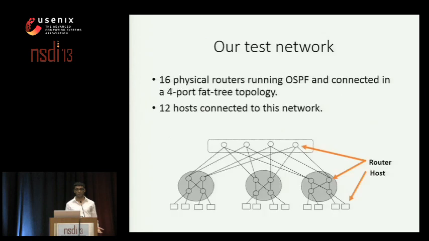But first, let me briefly talk about our testbed. Our test network had 16 physical routers running OSPF, a link state routing protocol, and these were connected in a 4-port fat tree topology. And then we had 12 hosts in the form of virtual machines connected to this network.